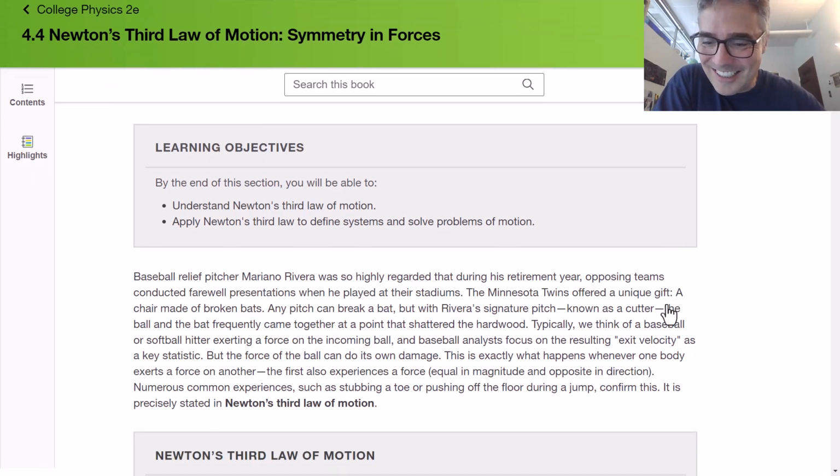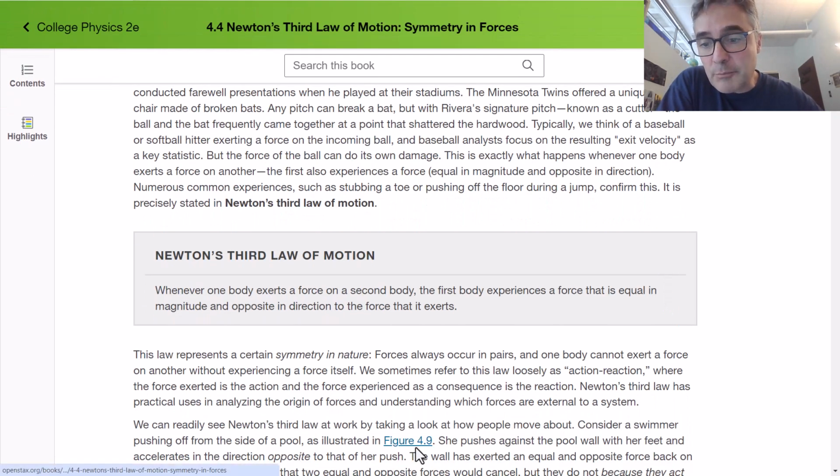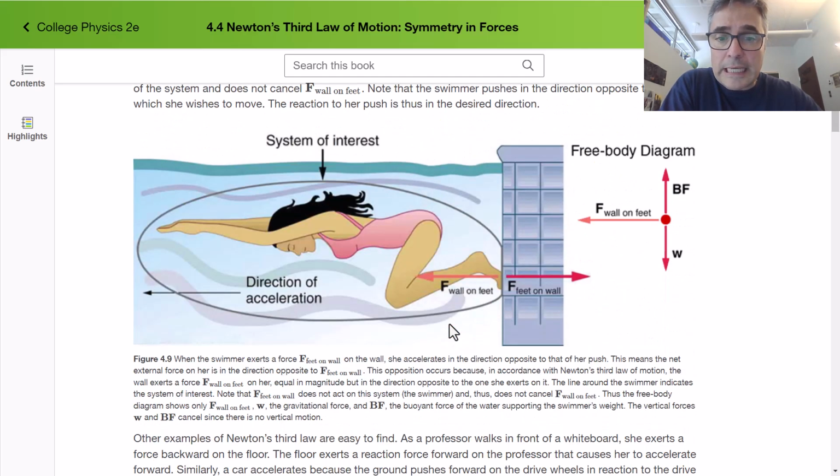You knew it was coming, right? Okay, so Newton's third law is the most famous one. It's the equal and opposite thing, where every action has an equal and opposite reaction. They state it as: whenever one body exerts a force on a second body, the first body experiences a force that is equal in magnitude and opposite in direction to the force that it exerts. An example here is the swimmer pushing off the wall. The force of her feet on the wall is to the right. The wall pushes her, the force of the wall on her feet is to the left, and that's what accelerates her off to the left.